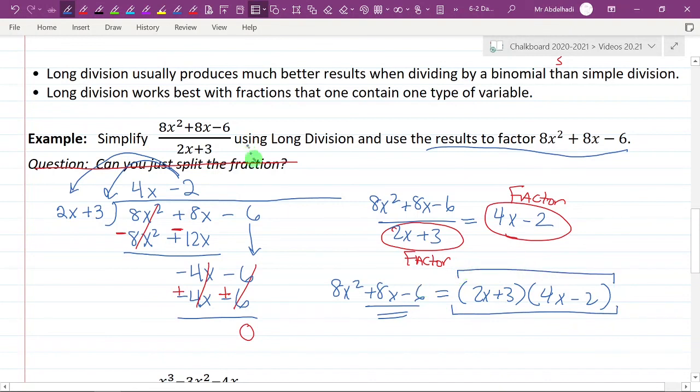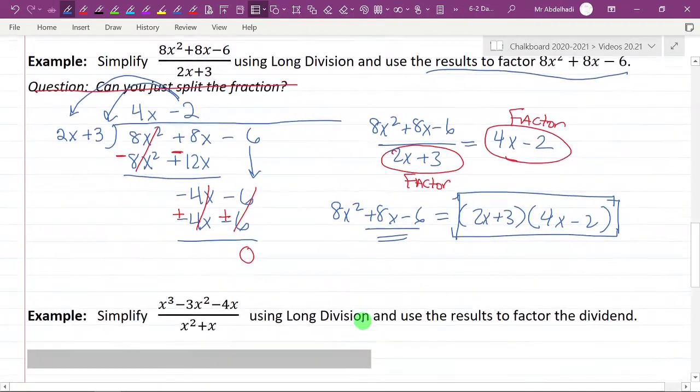So the idea is, let's say you're trying to factor this polynomial and I tell you 2x plus 3 is one of the factors. You can use division to find the missing factor, the other one, or ones. There might be multiple factors here. There you go. So use the results to factor. There it is. Actually, that is the question, so I can box it. And there we go. All right.